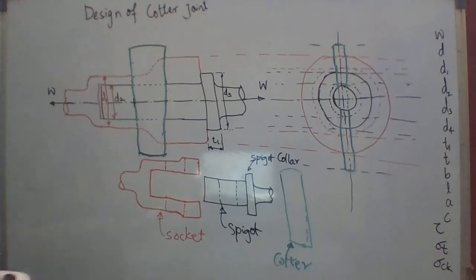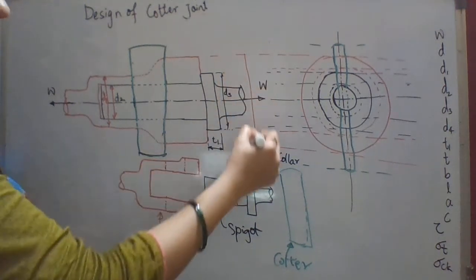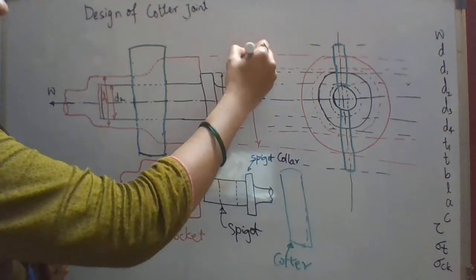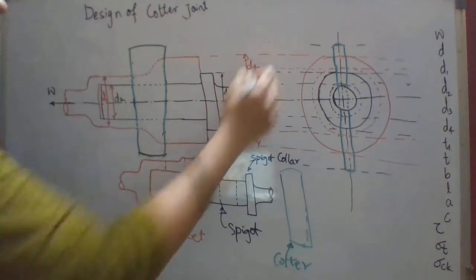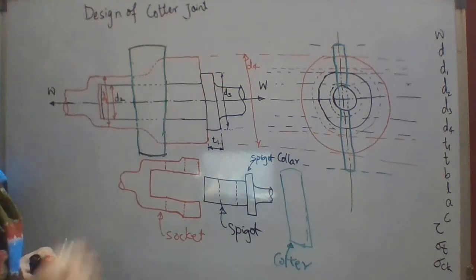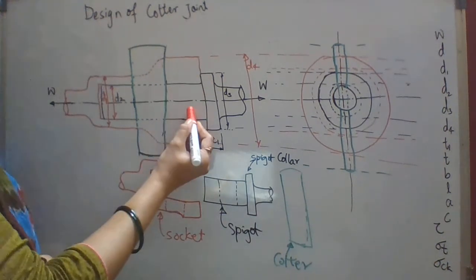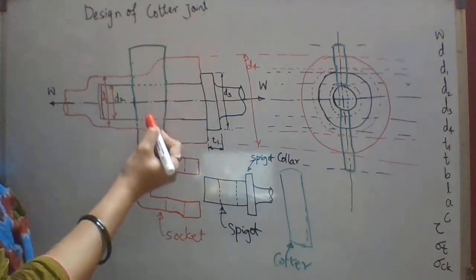Now in diameters, the last diameter is D4. This is D4. You can see D4 is the outer diameter of the socket collar. Okay. Now spigot, socket and cotter.